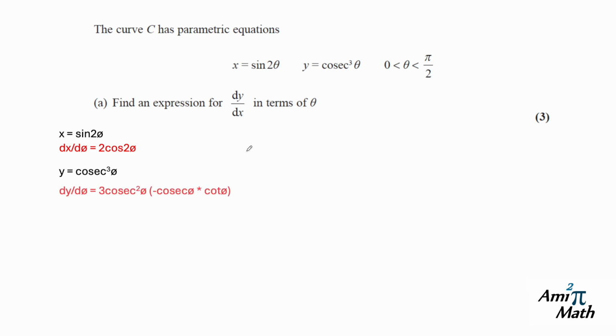This will be dy/dθ equals 3 cosec squared θ times minus cosec θ cot θ, and we can just expand this, which is minus 3 cosec cubed θ cot θ. And to find dy/dx, we just do this dy part over this dx part, and that's the answer.